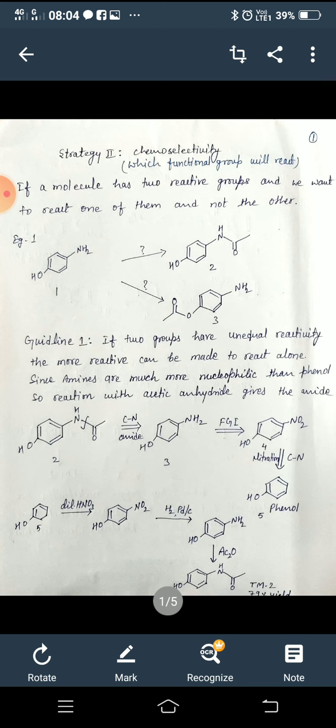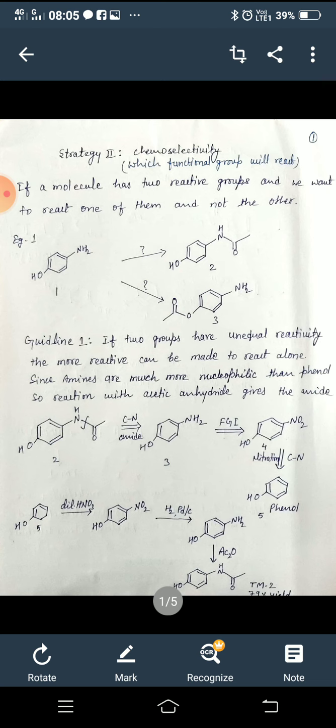The word selectivity is divided into three categories: chemoselectivity, stereoselectivity and regioselectivity. Chemoselectivity means if there are two groups on the benzene ring, then which functional group will react? And what is regioselectivity? Regioselectivity means where it will react. And stereoselectivity means how it will react. So today we will discuss chemoselectivity.